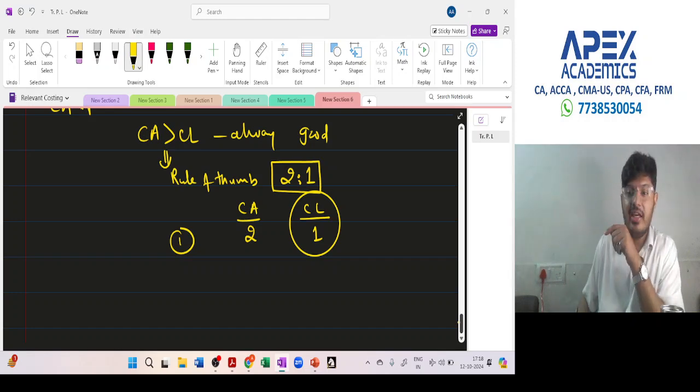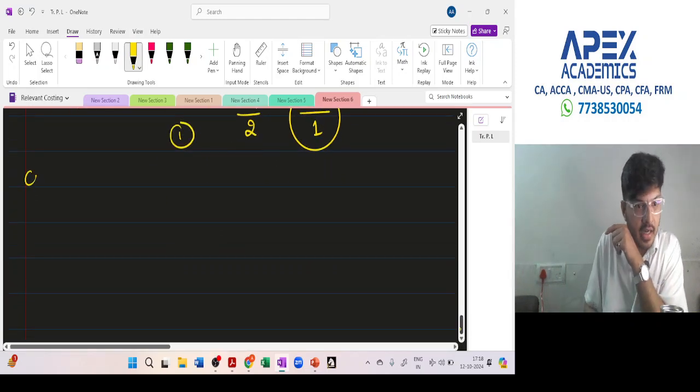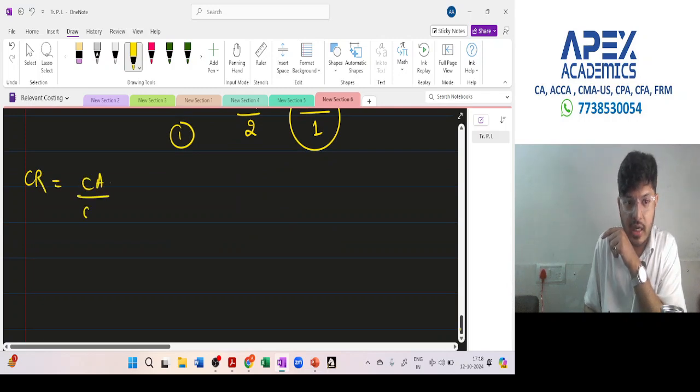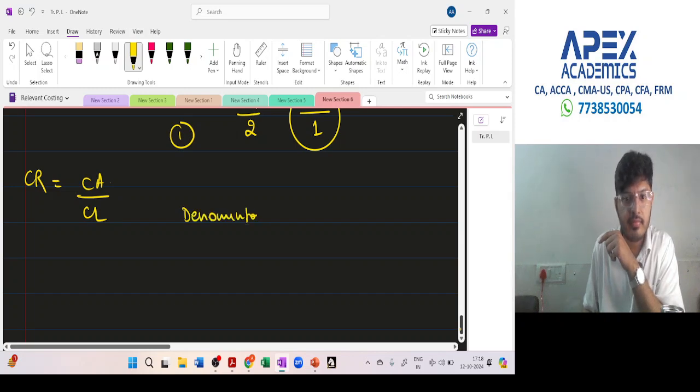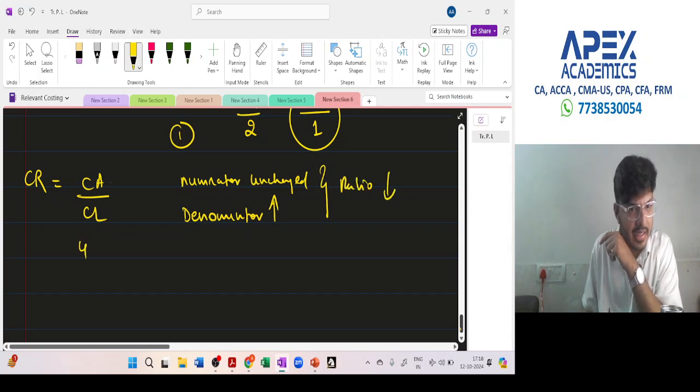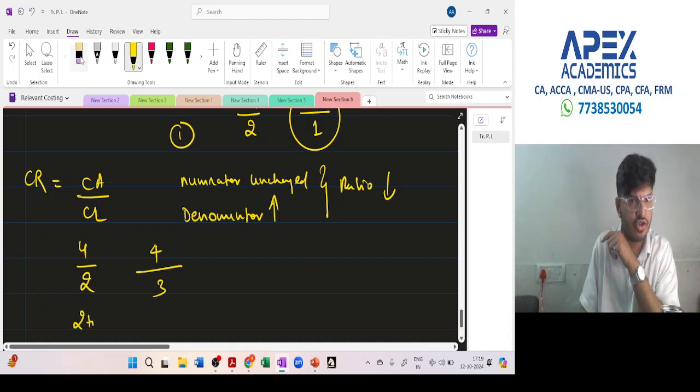Yes or no? My dear friends, please understand one thing. Current ratio is equal to current assets upon current liabilities. So if the denominator is to increase and the numerator is to stay unchanged, the ratio will fall. How? Let us say that the ratio is 4 upon 2. Now let us say that the denominator becomes 3 and this stays this much. So what happened to the ratio here? Here the ratio is 2 in this case.